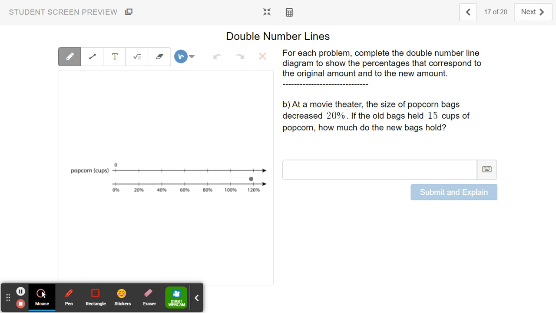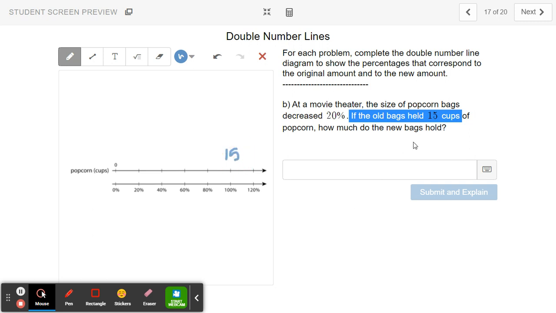All right. So again, we have another problem with a double number line. This time we have a movie theater. The size of popcorn bags decreased. Okay, so I'm looking at a percent decrease. The old bags held 15 cups of popcorn. How much should the new bags hold? Okay, so instantly I know old bags means original, which means 100%, right? So I'm going to make sure 15 matches up with 100.